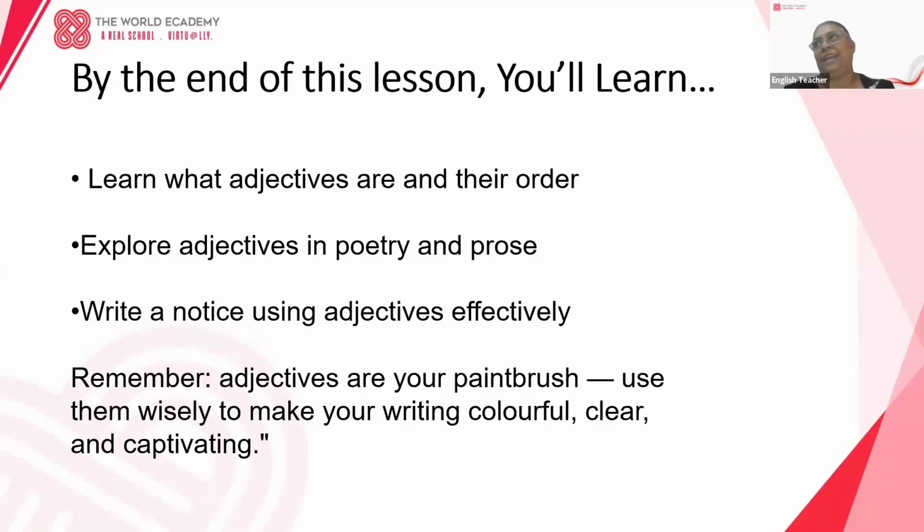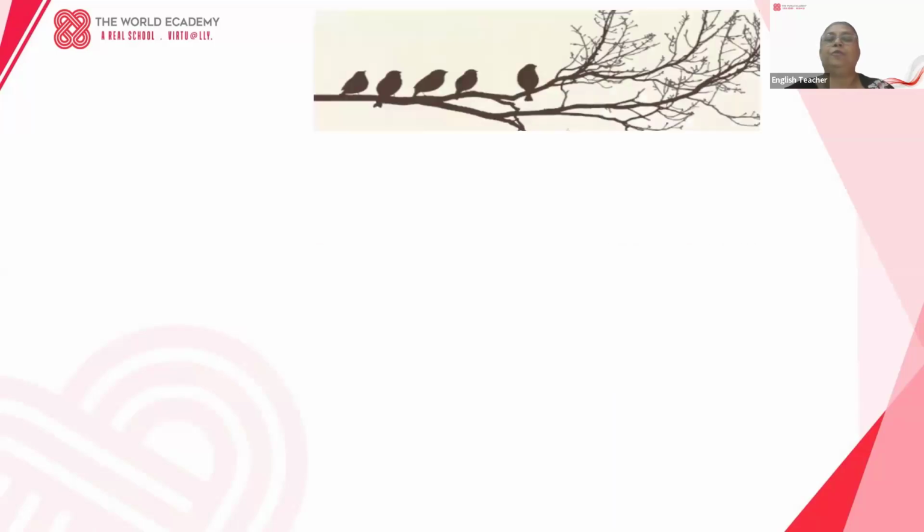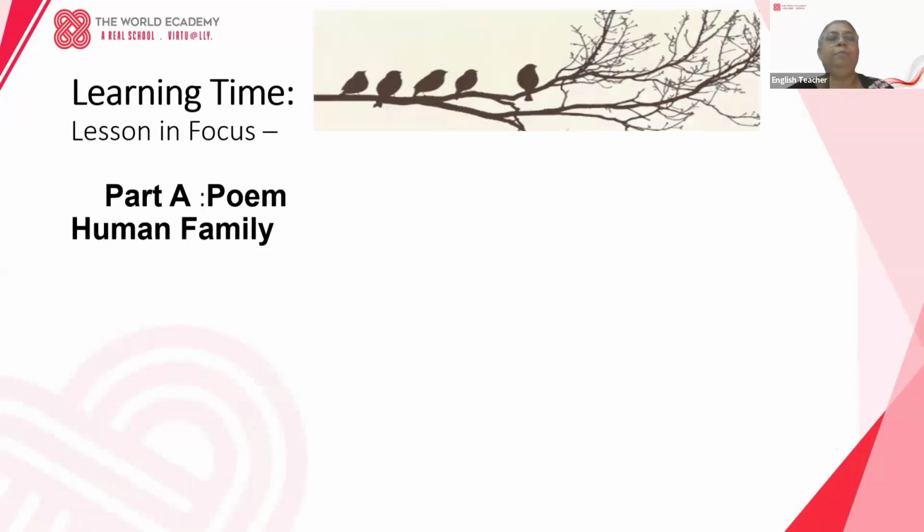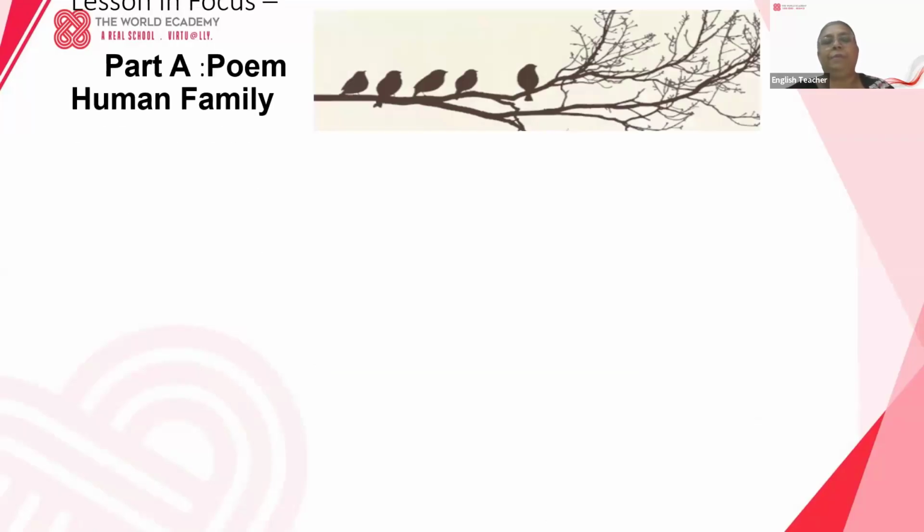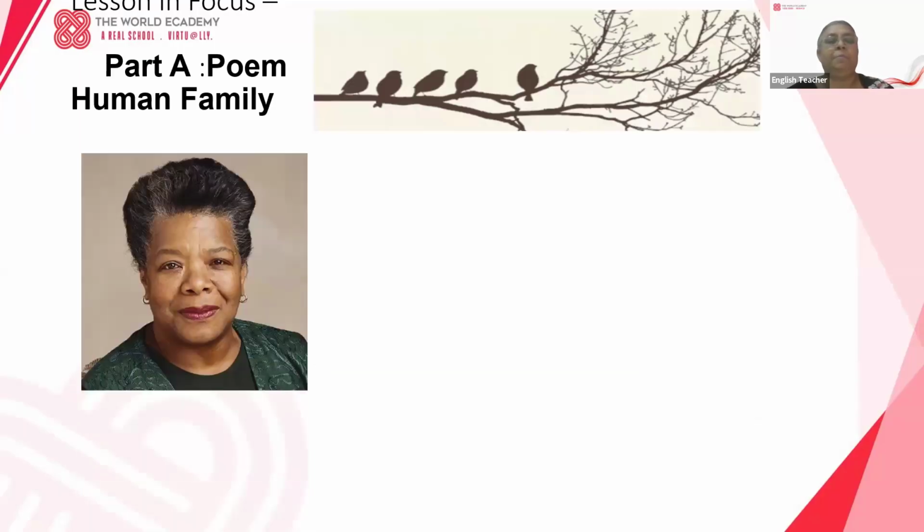So you know, I describe adjectives like a paintbrush. It's like a paintbrush that we have to use very wisely to make your writing colorful, clear, captivating, beautiful. So first, part A, I'm going to start with the poem Human Family. The poem is written by Maya Angelou. Yes, so this poem is in your text, chapter 2. She is an amazing poet, a writer, a dramatist.